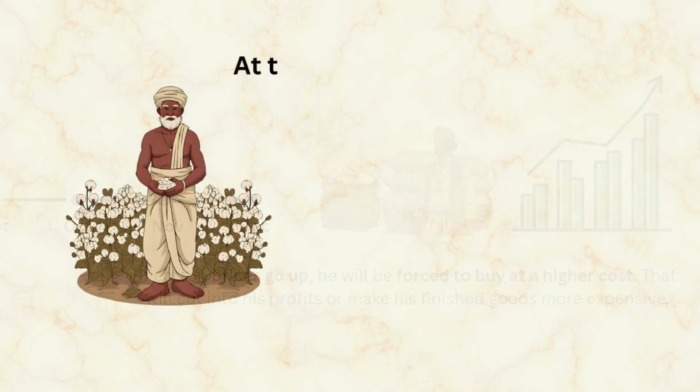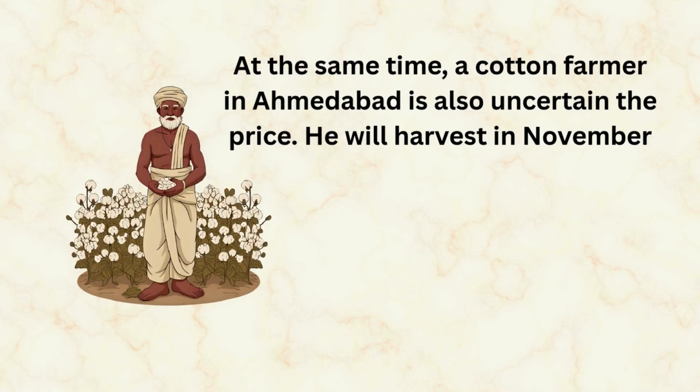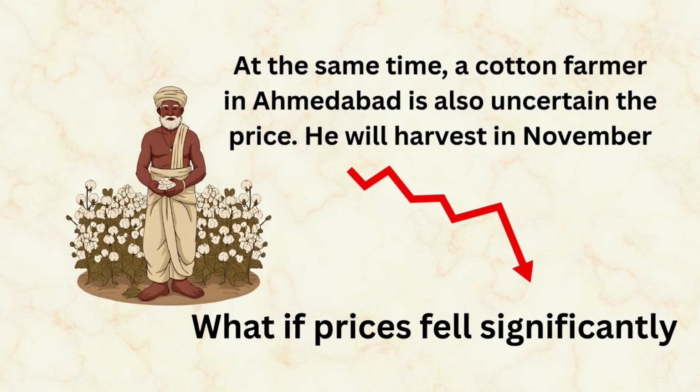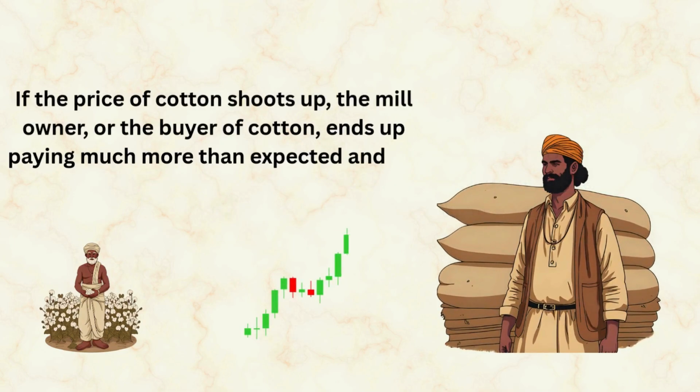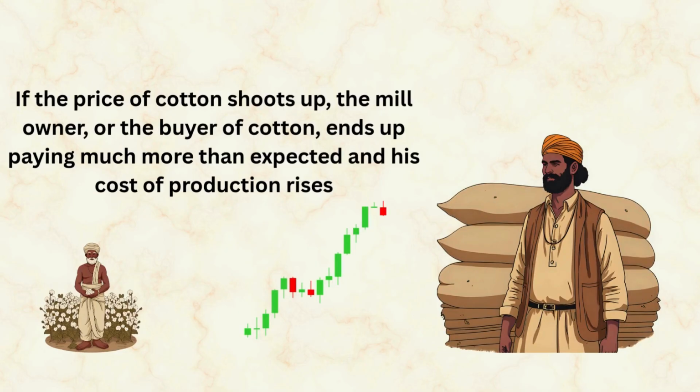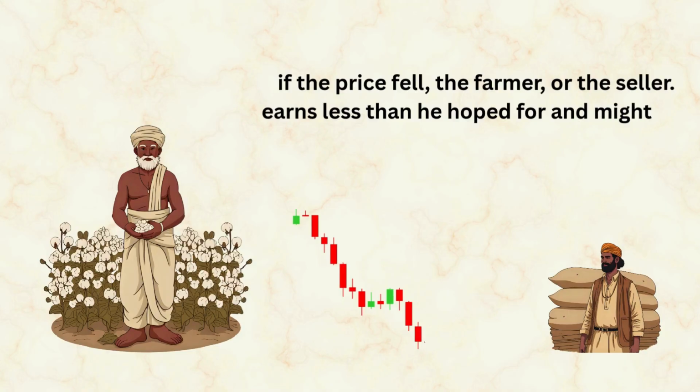At the same time, a cotton farmer in Ahmedabad is also uncertain about the price. He'll harvest in November, but the problem is, what if prices fell significantly? What if there is a bumper crop and buyers quote half the price? So both the buyer and the seller are exposed to price risk, which means they are vulnerable to unpredictable price movements in the future. If the price of cotton shoots up, the mill owner or the buyer of cotton ends up paying much more than expected and his cost of production rises. On the other hand, if the price fell, the farmer or the seller earns less than he hoped for and might not even recover his costs.